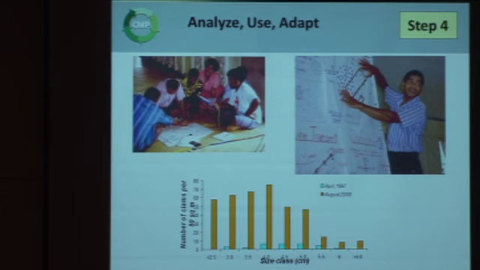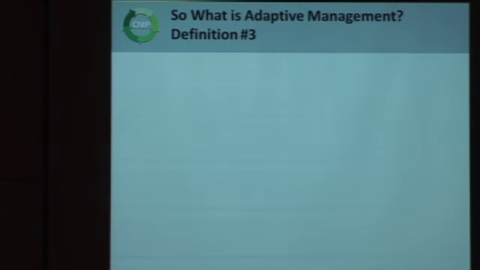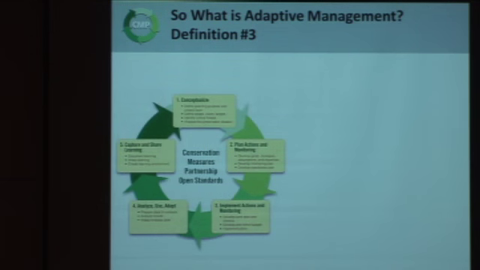Hooray. But if your action doesn't work, well, don't keep doing the same thing over and over again, right? You might want to think about why it didn't work. What can we do? How do we adapt and make it better? And then the last part of these open standards is to capture and share your learning. You need to share your information with your project team, but there's also lots of other people doing something similar who might benefit from learning what you were up to, so you want to share it more widely. So if you ask me what is adaptive management, I would say it's doing that iteratively. It's going through that process in an iterative fashion to learn and improve about your work.